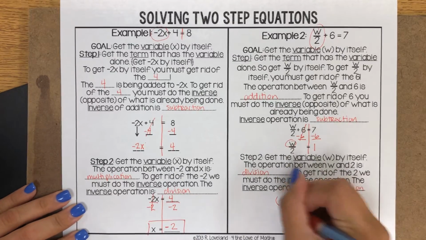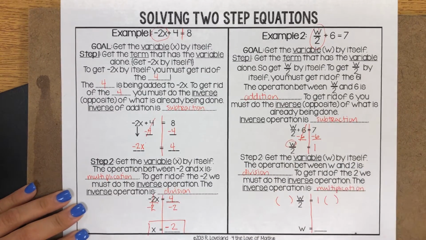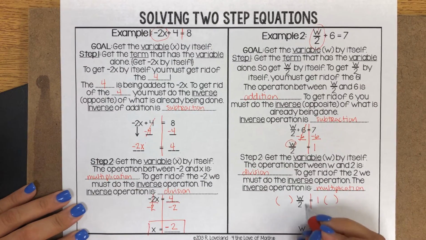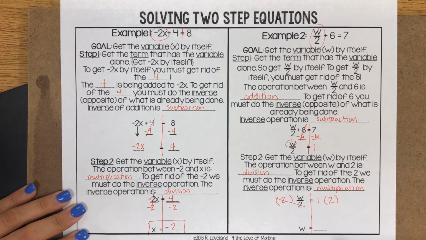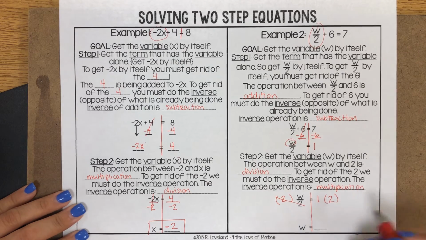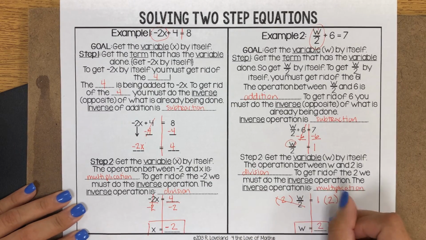Remember, we show multiplication with the parentheses out to the side. And we're multiplying by what we're trying to get rid of, the 2. These 2's are going to cancel each other out, so we bring down our w. 1 times 2 is 2. There's our answer.